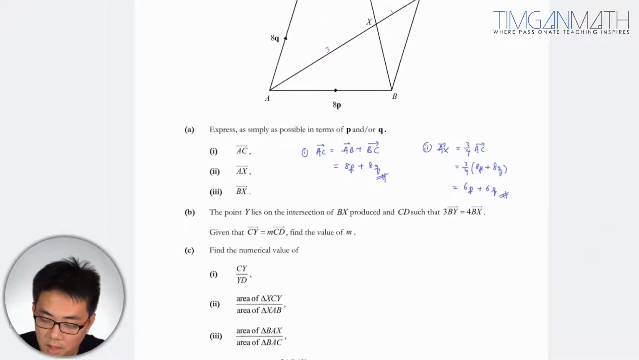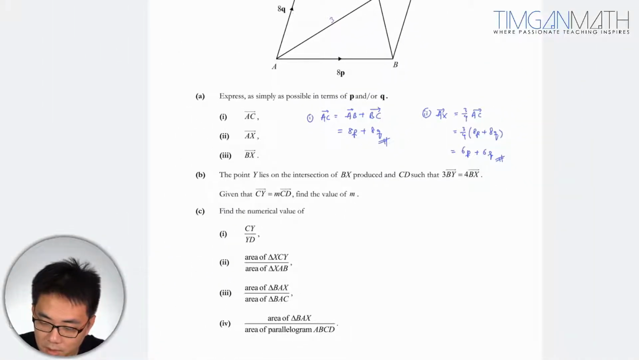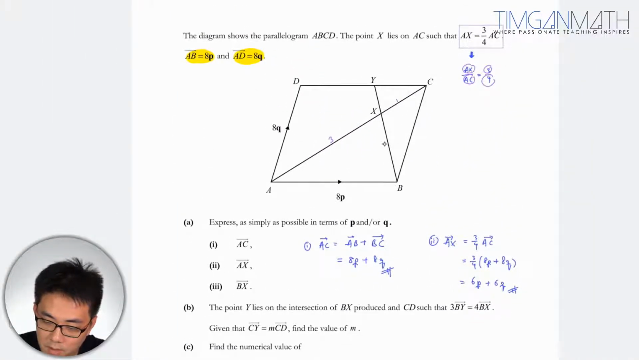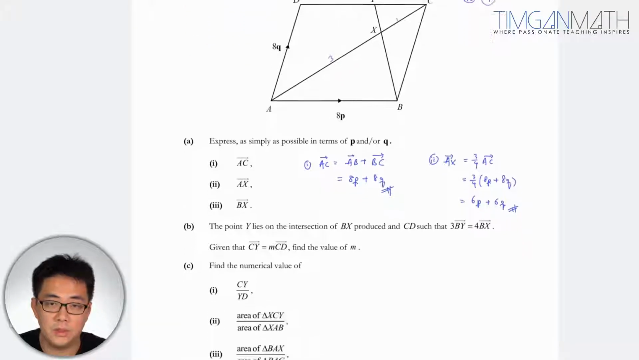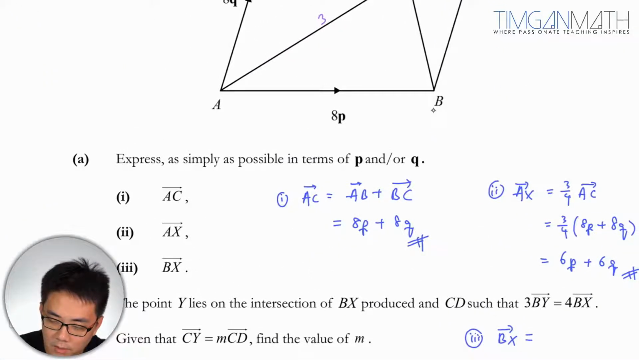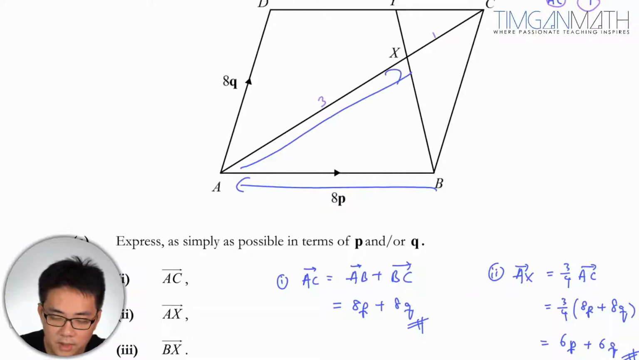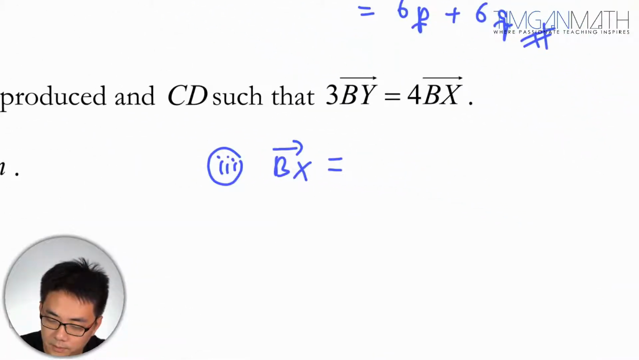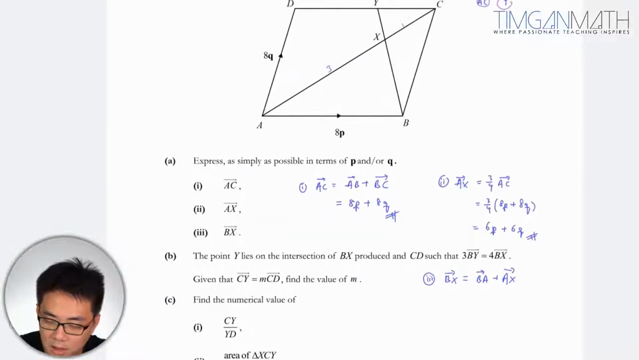Then let's look at part 3. Part 3 would be BX. BX is actually B to A, then A to X. We could just simply put this as B to A and then A to X. Or B to C, C to X is fine, but we already have B to A, so B to A plus A to X.